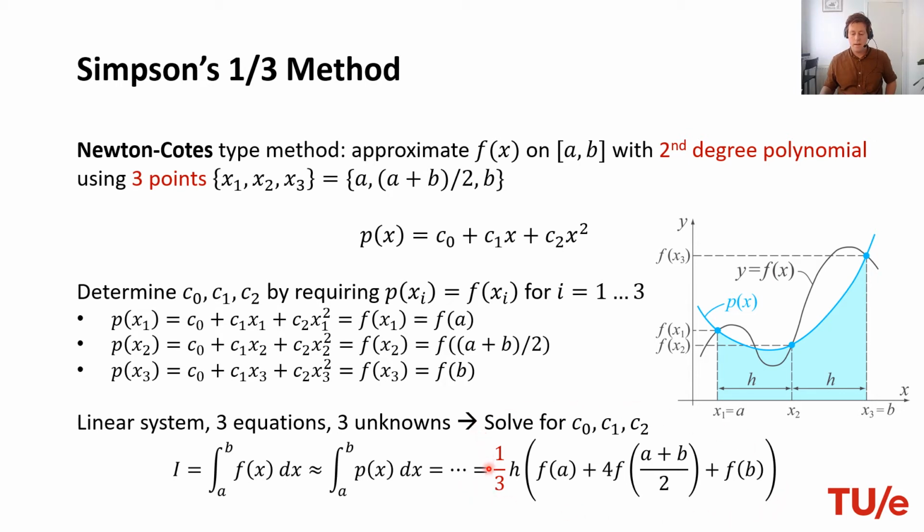So the integration rule that we end up with is 1/3 times h times f evaluated at A plus f evaluated at B plus 4 times f evaluated at the midpoint between A and B. And we immediately see why this is called Simpson's 1/3 method, because here we have this factor 1/3 which pops up over here. That's why it's called the 1/3 method.